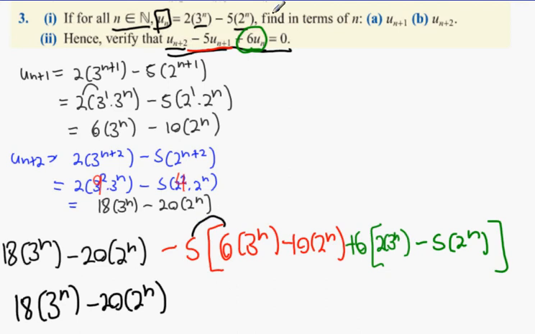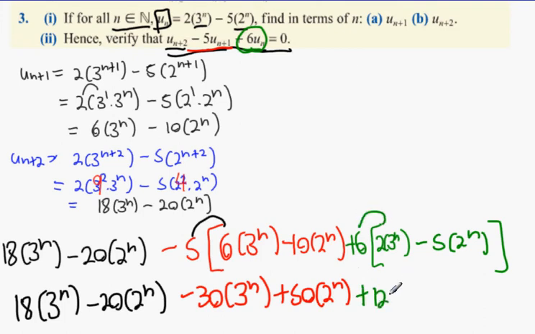Now what's 5 times 6? 30. Minus 30, 3 to the n. And after that, plus 50, 2 to the n. Okay? Now what's next? Plus 12, 3 to the n. Minus 30, 2 to the n. Okay?